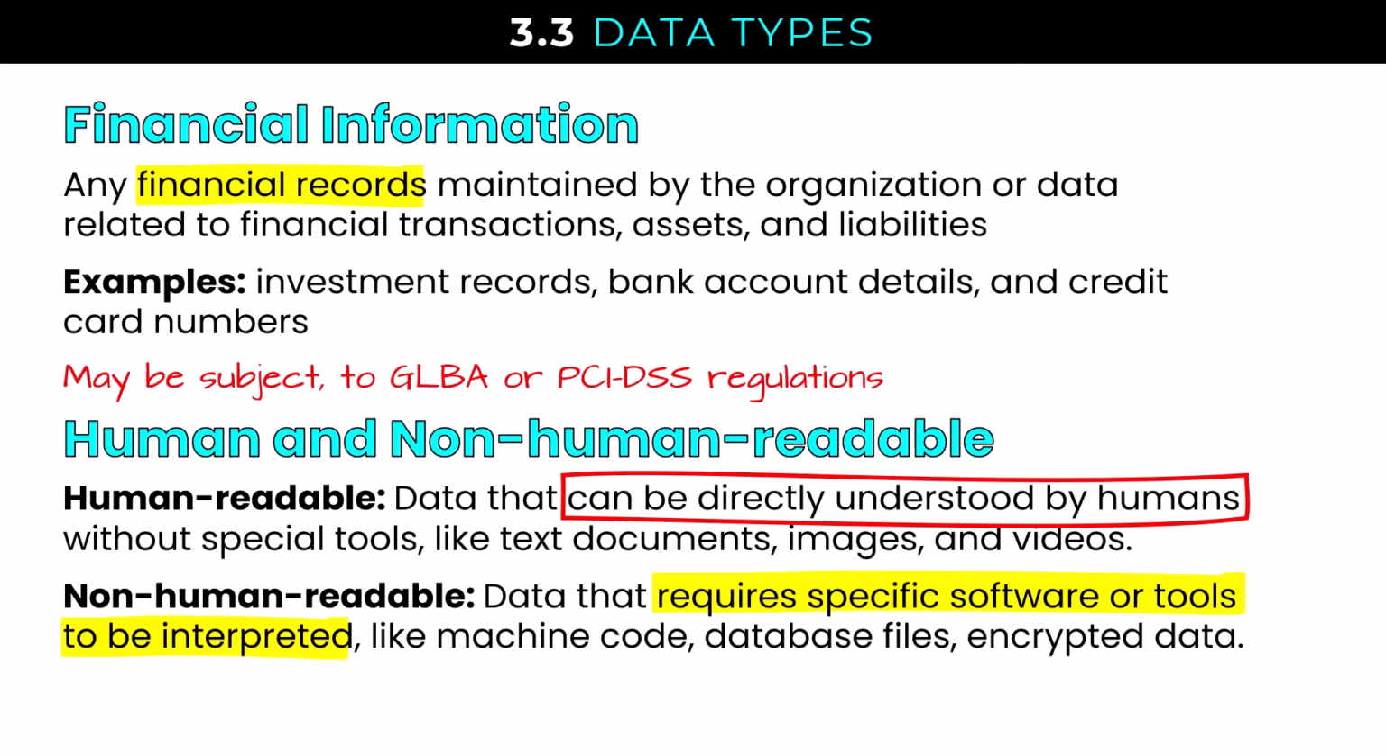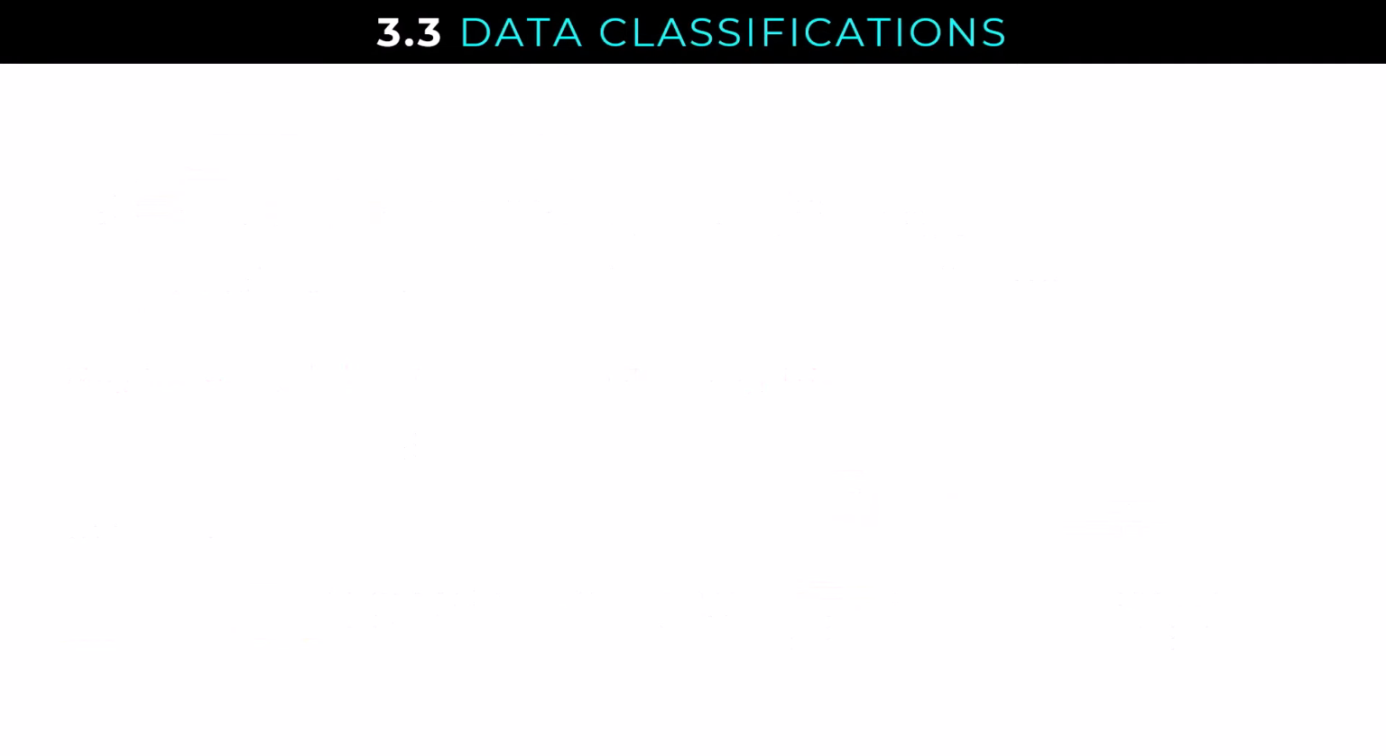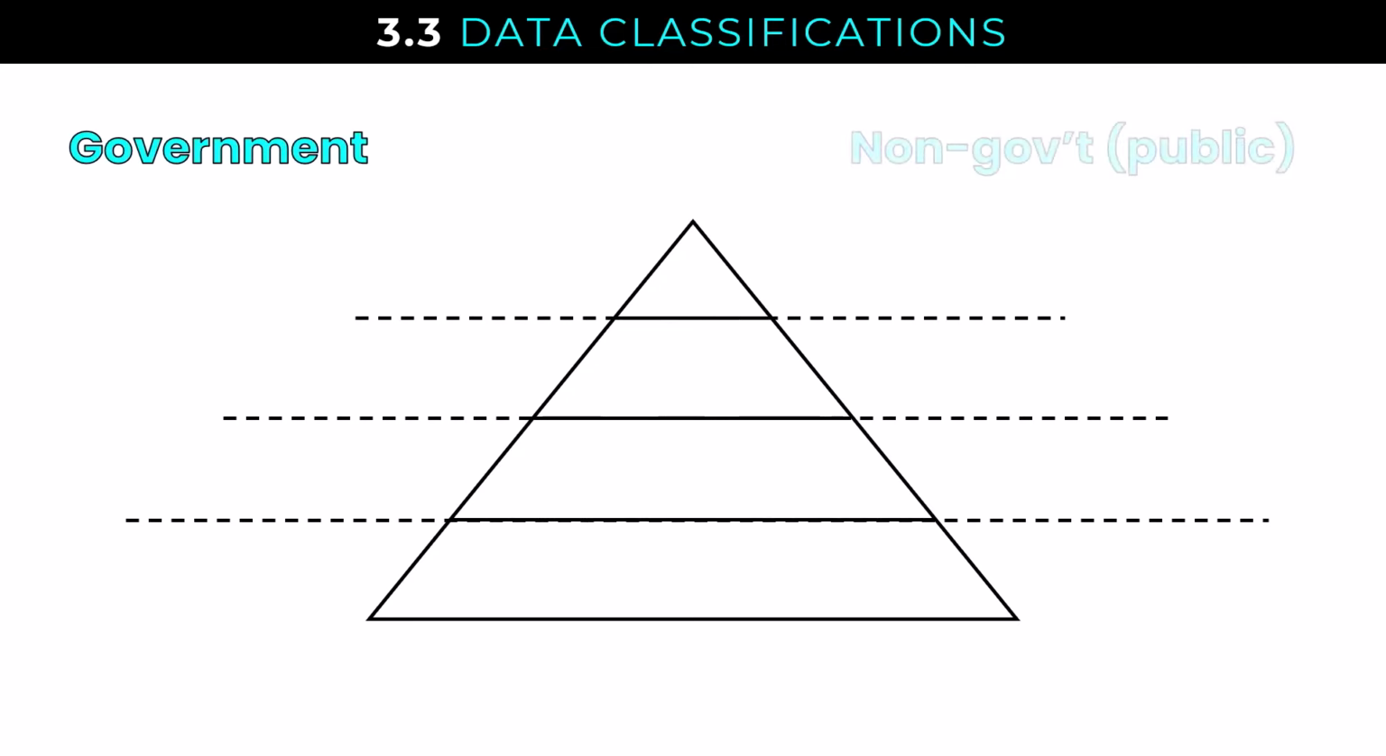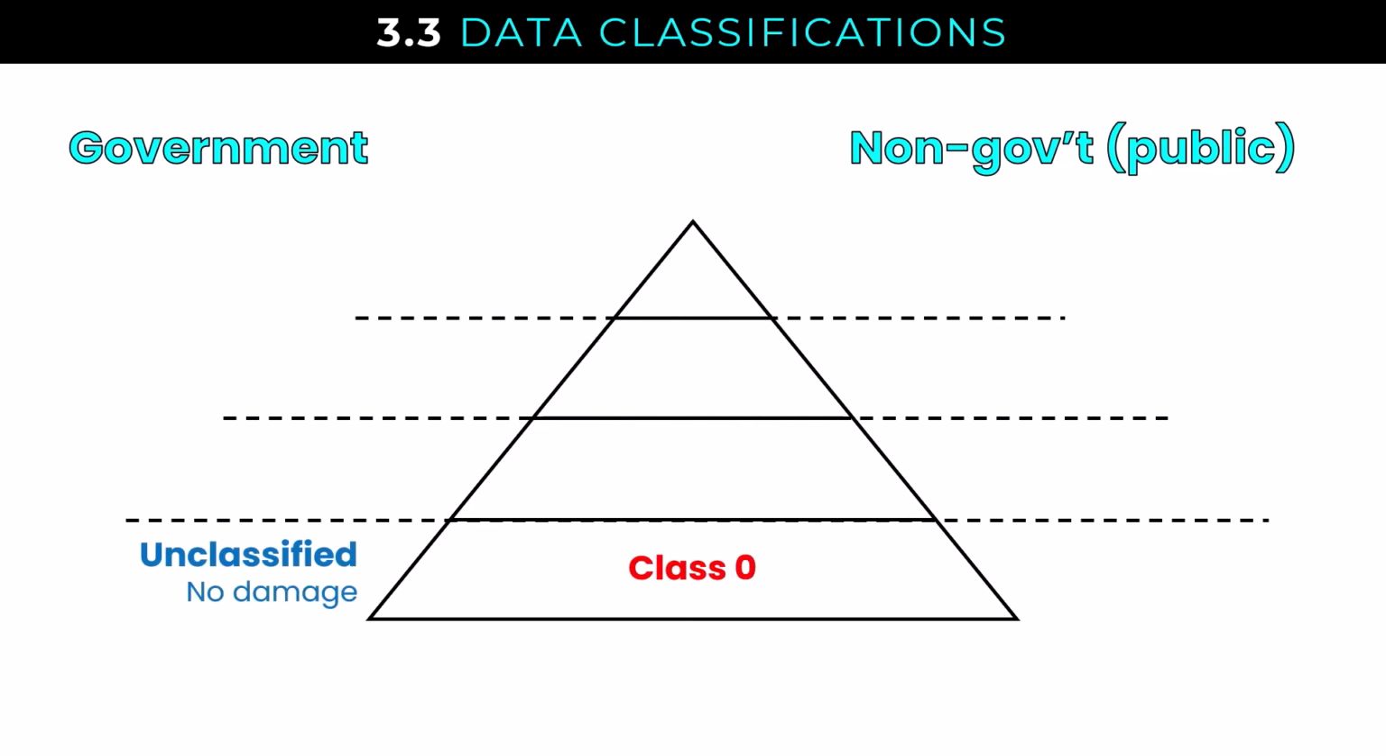Now we're going to move into data classifications, and I'm going to begin with a look at a chart reflecting some U.S. government classifications and their non-government, public, or commercial equivalents. So at the lowest level of sensitivity, class 0 here, we have unclassified on the government side, public on the commercial side, where exposure, of course, results in no damage because it's public data.